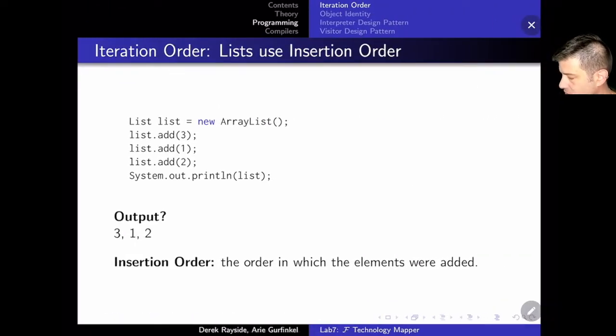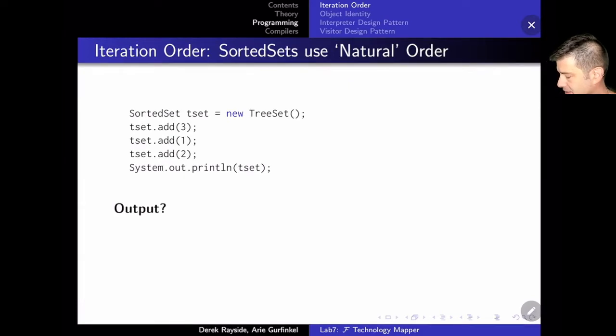So we have insertion order, the order in which the elements are inserted, and that's the order in which they are printed. Now, what if I change my data structure from an array list to a tree set? And again, I insert 3, 1, and 2. And then I print this thing. What will be printed? Again, I'm waiting for somebody to suggest. All right. And of course, the output here will be 1, 2, 3.